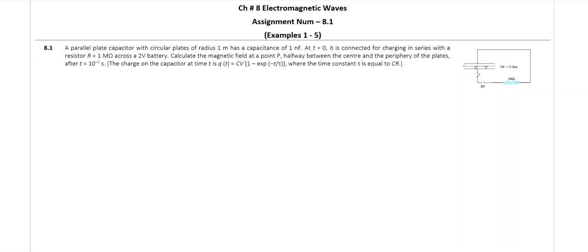We are starting with numericals of chapter 8, electromagnetic waves. In this video we will see the first illustration of chapter 8.